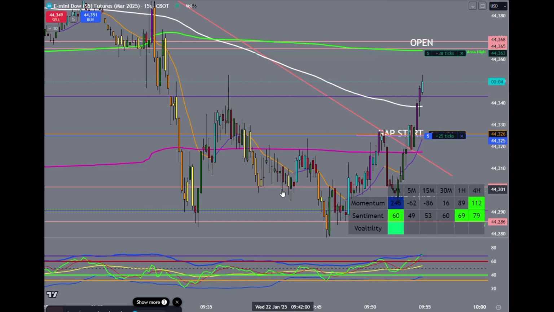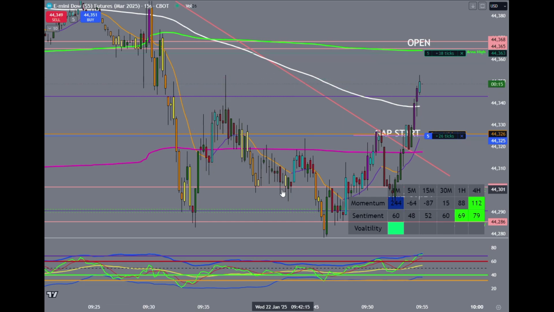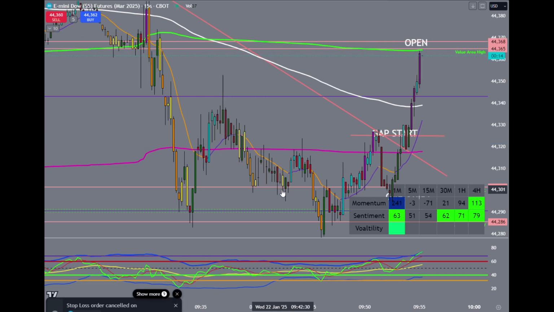We just moved that stop loss up to protect the trade, so we now have a risk-free trade. With all this excess momentum, sentiment, and volatility kind of realigning on the short time frames, you can see we quickly hit that take profit of 38 points.